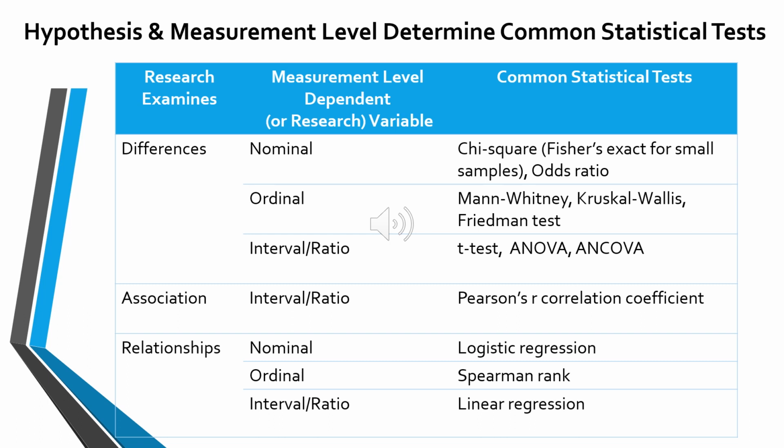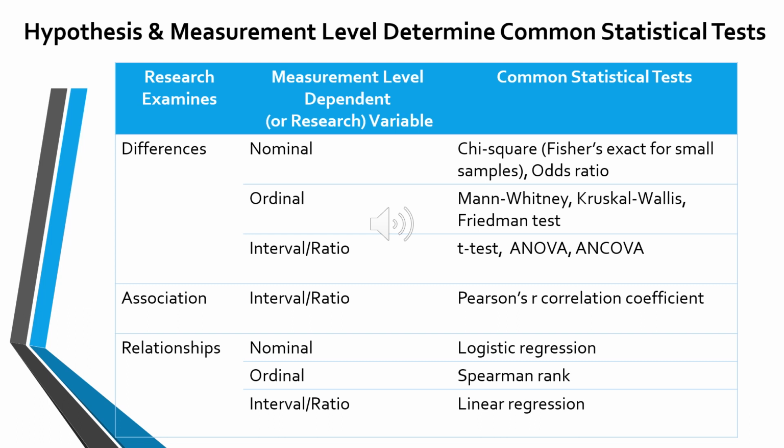Associations between two variables can be tested using the Pearson's R. This identifies the strength and direction of a relationship between two continuous variables. It can only examine an association and cannot determine if one variable causes a change in the other variable.